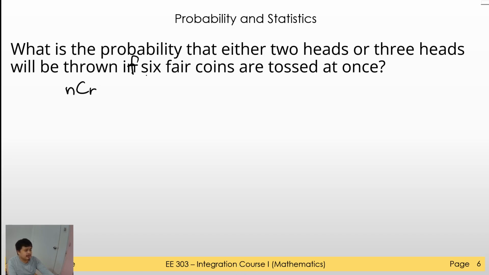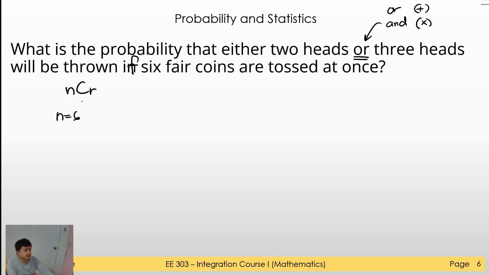And how many fair coins are tossed? So we have n is equal to 6. And we have exactly 2 or 3. So kindly remember as well, if you have or, we are adding. Usually we're adding the probabilities. If we say and, we should multiply. So remember this. If we say or, we should add the probabilities. If we say and, we should multiply the probabilities or the number of cases.